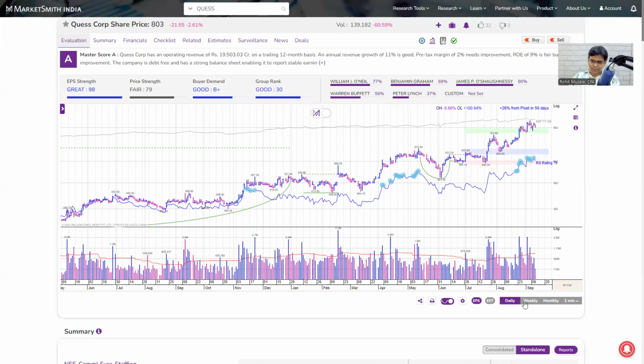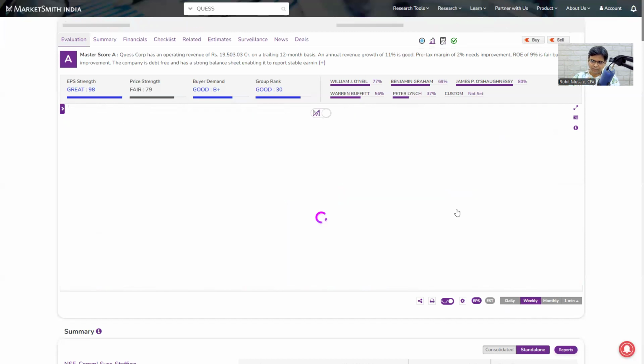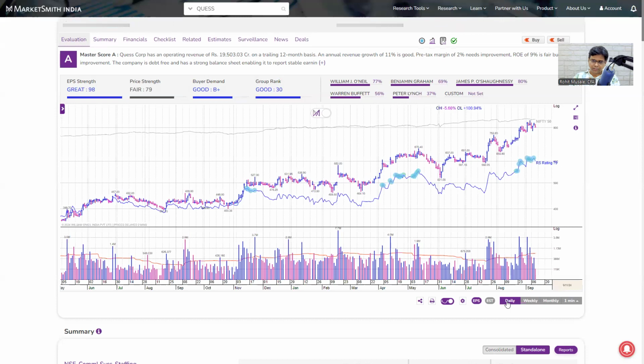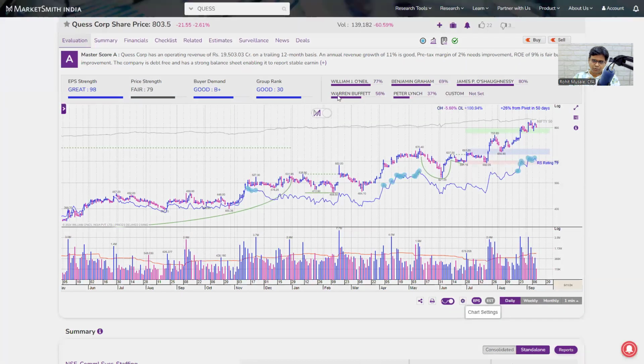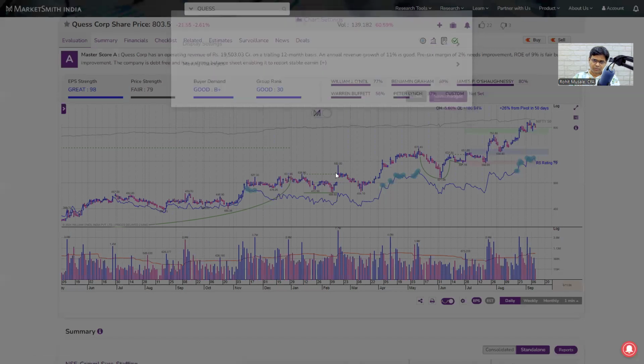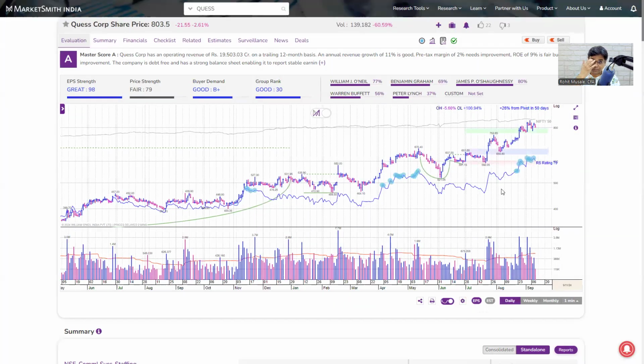Then here you have daily, weekly, monthly. If I click on weekly, it will show me the weekly chart. On the weekly chart, you have the price and volume data. You get a better picture of the stock. Here is the timeline. I click on the daily. Here, if you want to do some settings, if you want to put moving averages on the chart, you can do that.